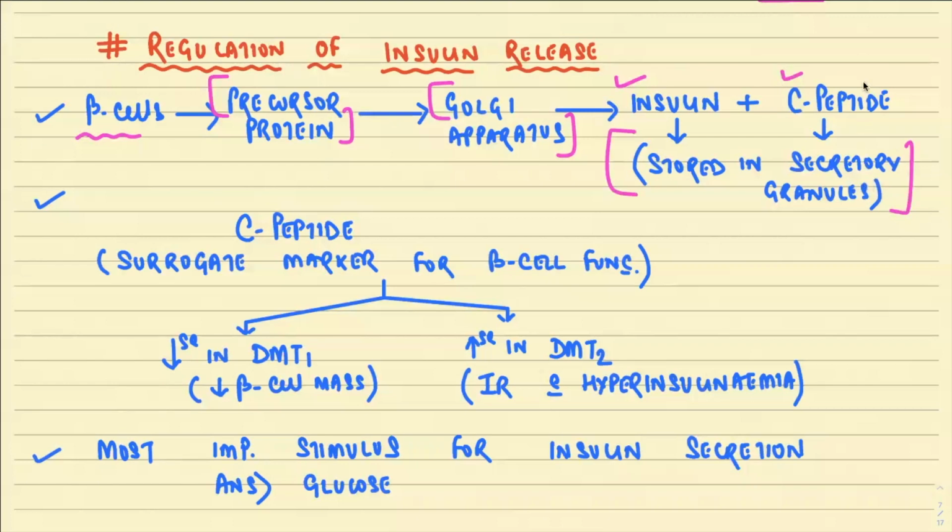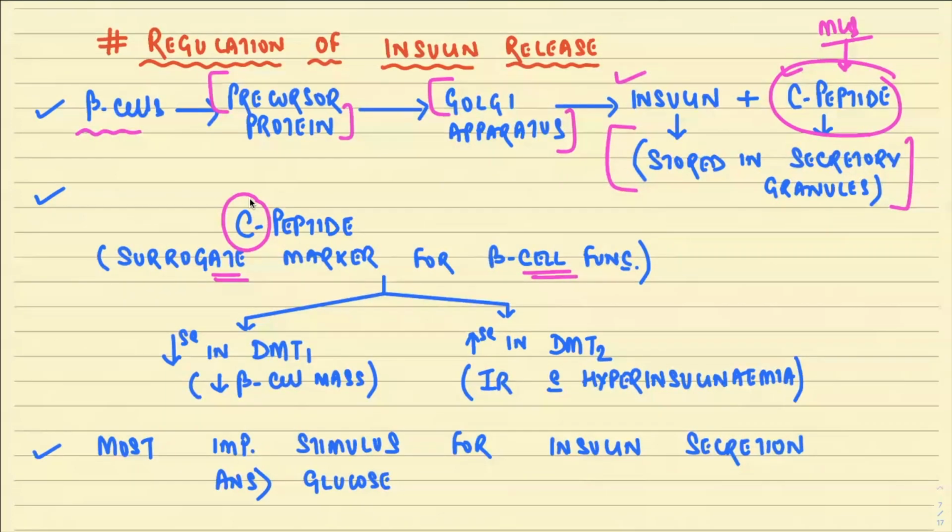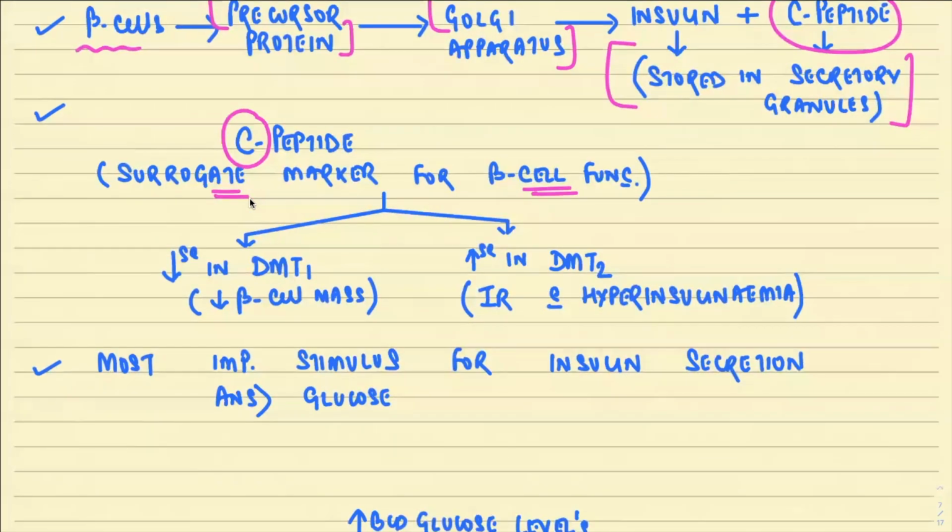Now, regarding the C-peptide, very important MCQs are asked. It is a surrogate marker for beta cell function. Normally, measuring insulin level is a very expensive assay, as any hormone assay is expensive, but measuring C-peptide is very easy. So the level of C-peptide more or less indicates the level of insulin. So it becomes a surrogate marker for beta cell function. And C-peptide levels can be used to differentiate between diabetes mellitus type 1 and 2 clinically.